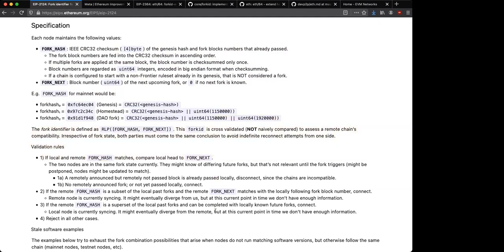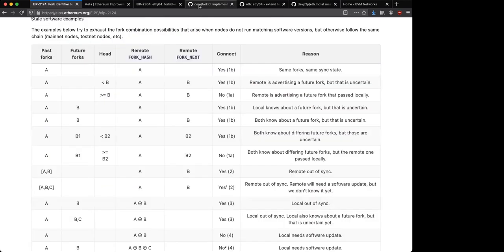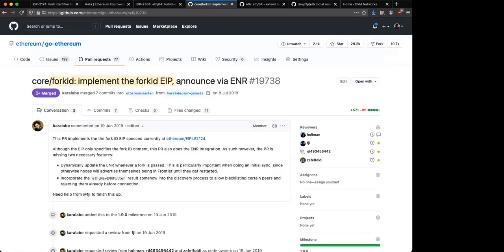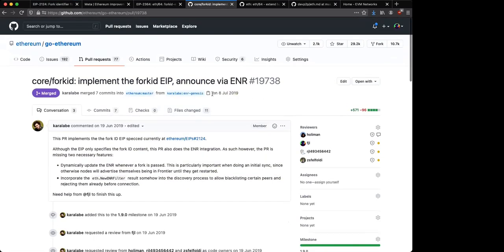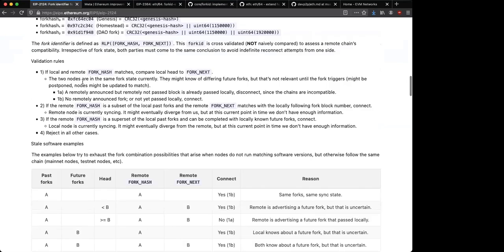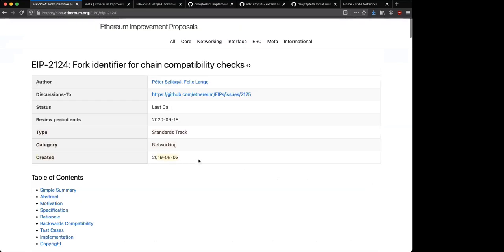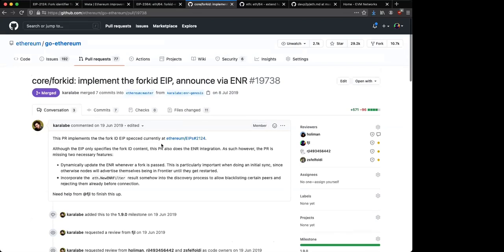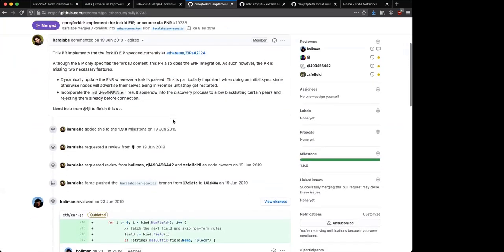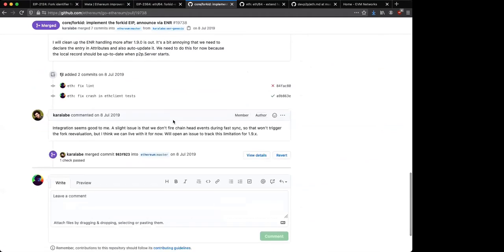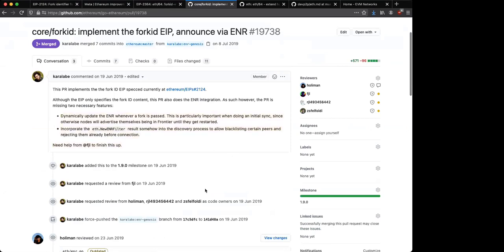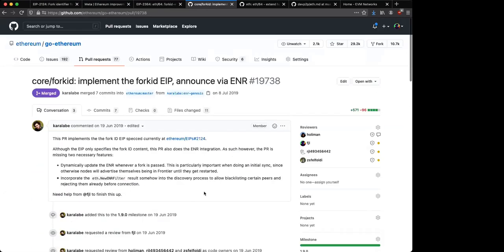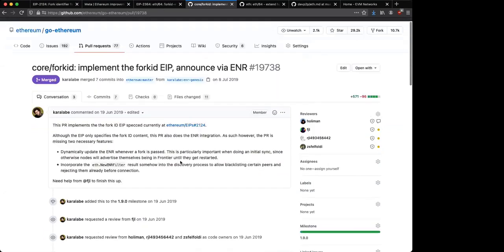I just wanted to give a quick overview. These EIPs were implemented a long time ago, and you can see it here. The fork identifier itself was implemented in Go Ethereum. The implementation was submitted on 8th July of 2019, just a little bit after the EIP was created. Peter himself implemented it. This is the original pull request that implemented it. It was actually added to Geth version 1.9.0. So it's quite a long time ago.